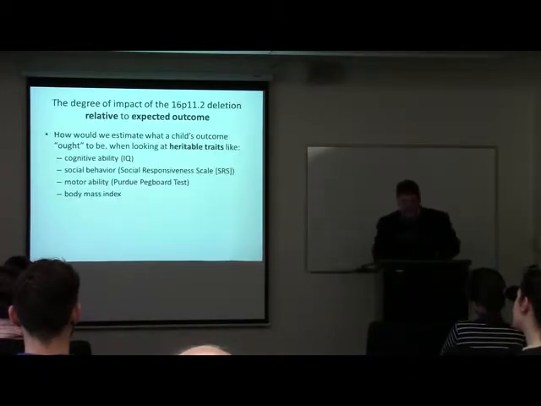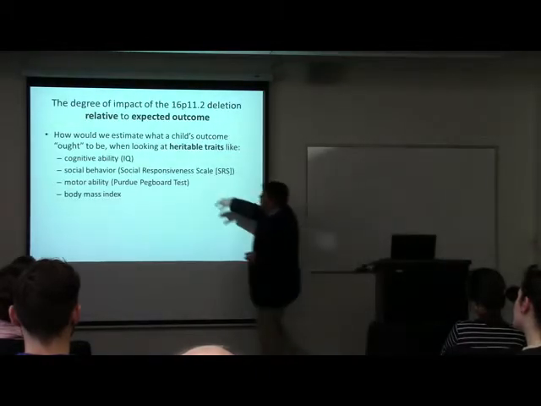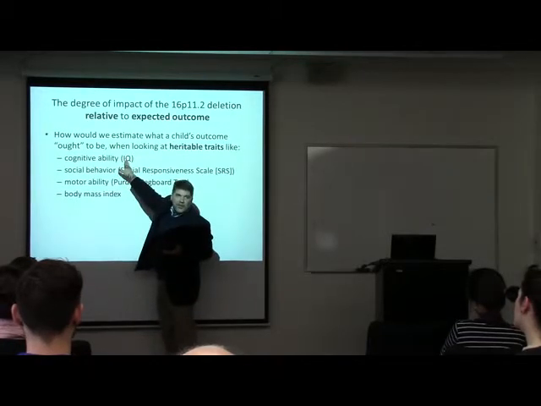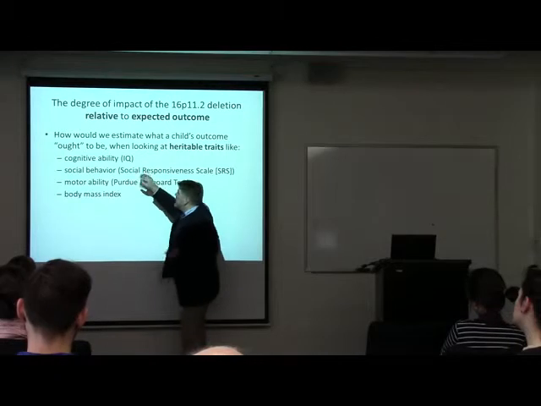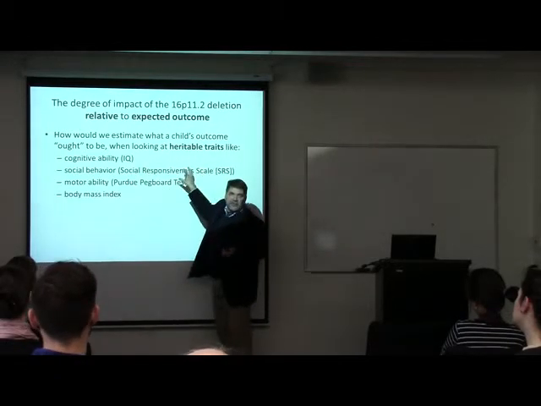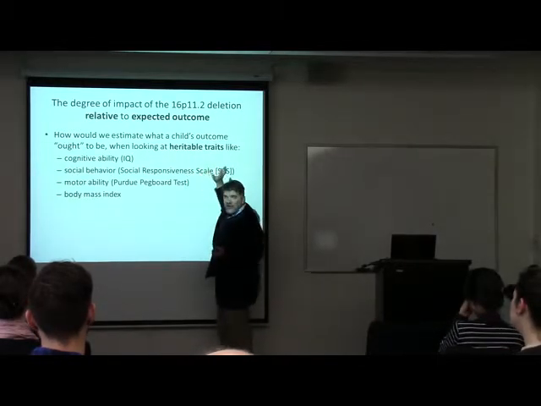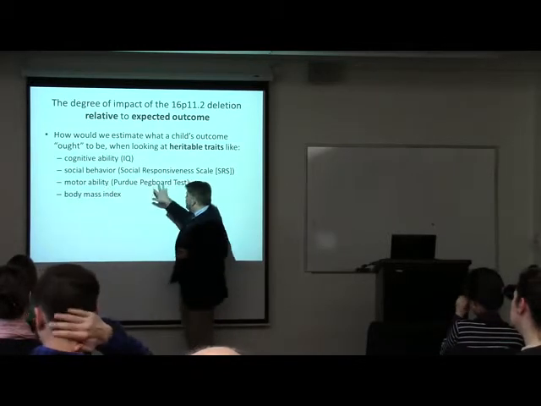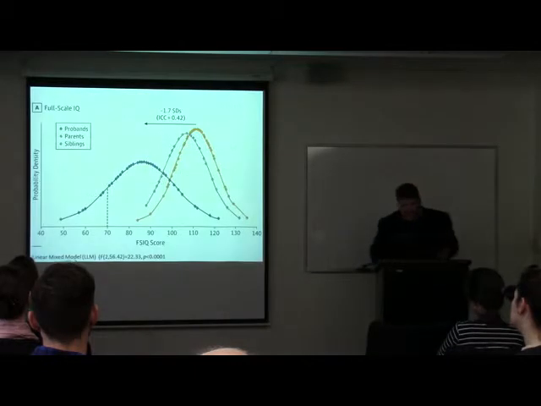Non-carrier siblings and... So everyone was genotyped. They all got an IQ test, looking at full scale and verbal and nonverbal IQ. We administered a quantitative trait measure that's used widely in ASD research to look at social responsiveness. This is John Constantino's measure, psychometrically really, really sound. We looked at motor ability with the Purdue Pegboard task, and we looked at body mass index.